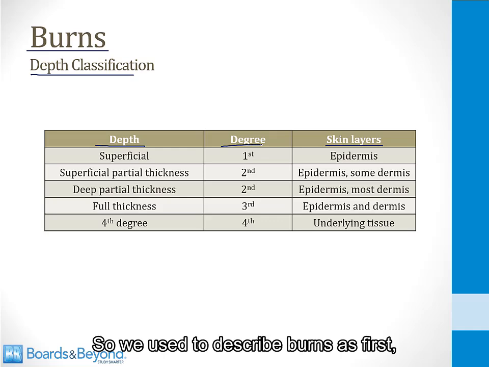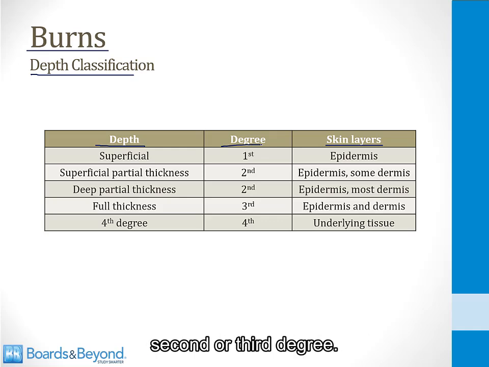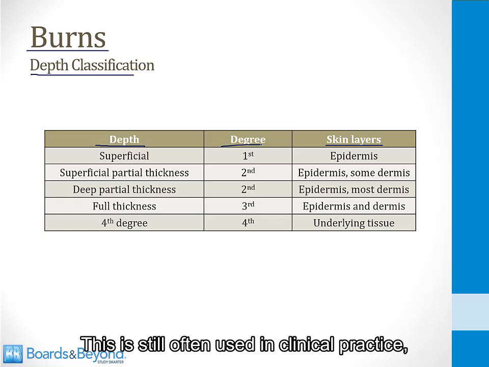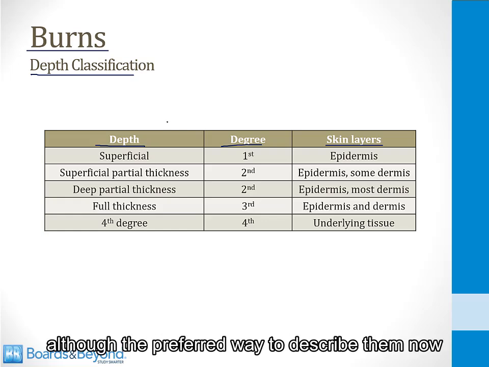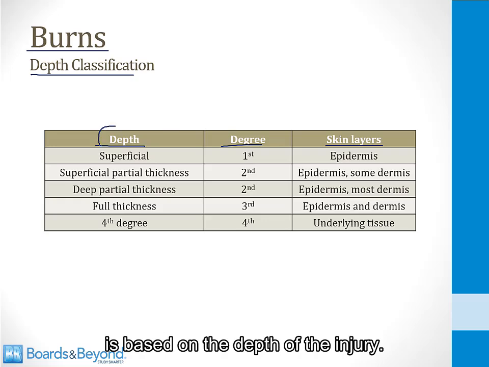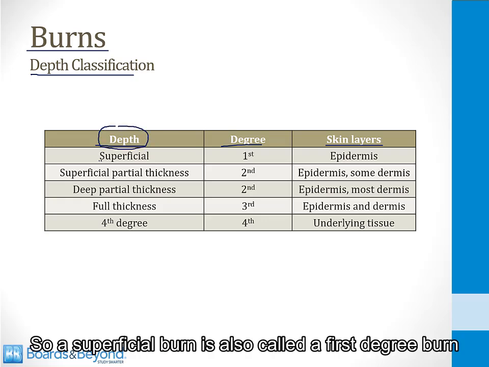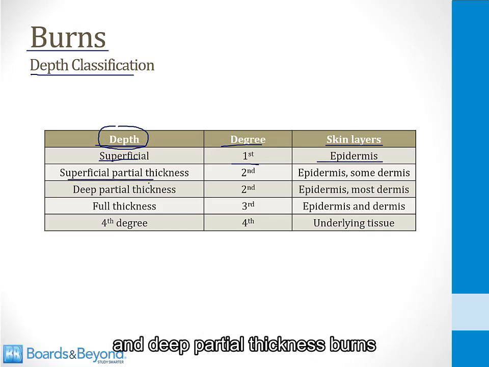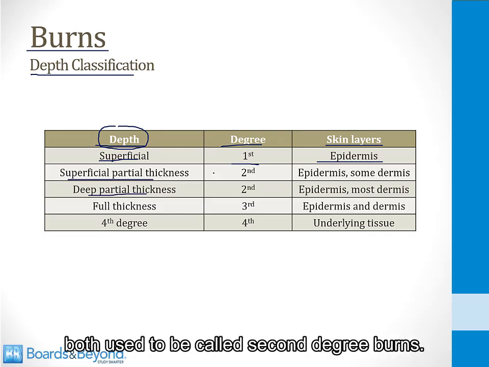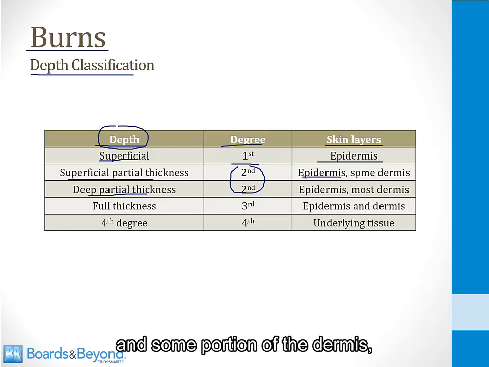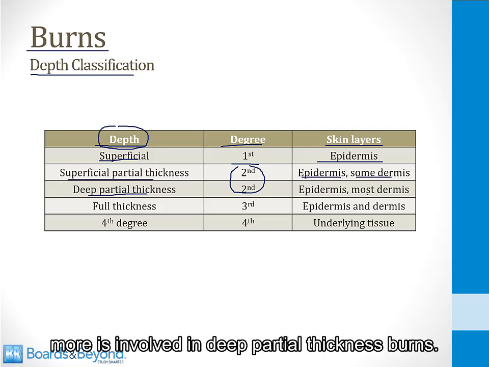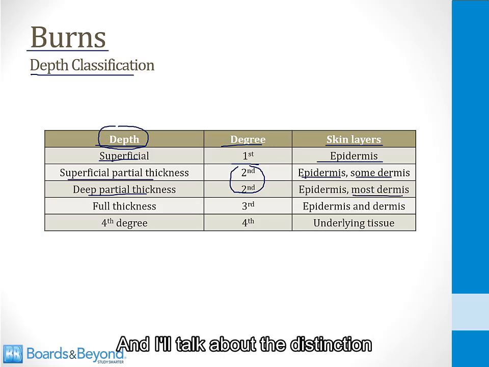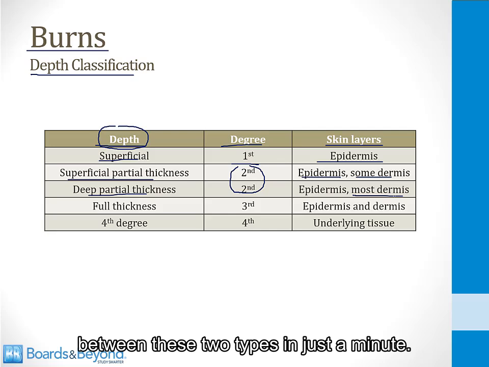So we used to describe burns as first, second, or third degree. This is still often used in clinical practice, although the preferred way to describe them now is based on the depth of the injury. So a superficial burn is also called a first degree burn, and this involves only the epidermis. Superficial partial thickness burns and deep partial thickness burns both used to be called second degree burns. They both involve the epidermis and some portion of the dermis. More is involved in deep partial thickness burns. And I'll talk about the distinction between these two types in just a minute.